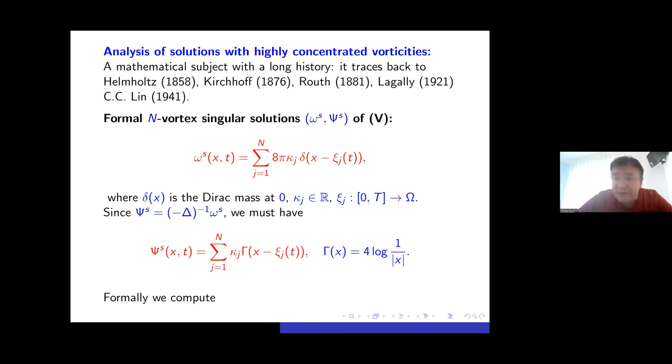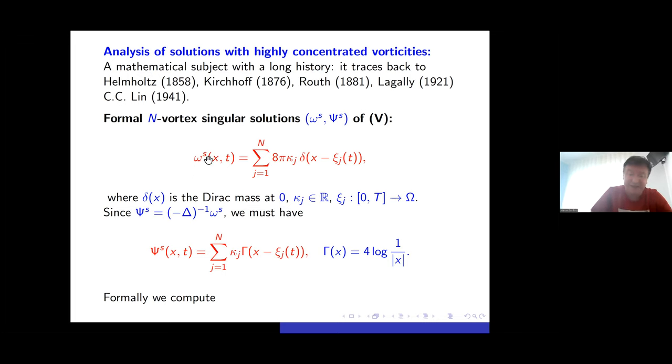The mathematical theory of these things has actually a very long history. It starts with Helmholtz, so it's actually very old, in the mid-19th century, followed by works of many people, among them Kirchhoff. As a consequence of the works of these people, it has been derived, in the entire space and also in bounded domains, the dynamics of these centers, xi j of t. So let me use the following notation.